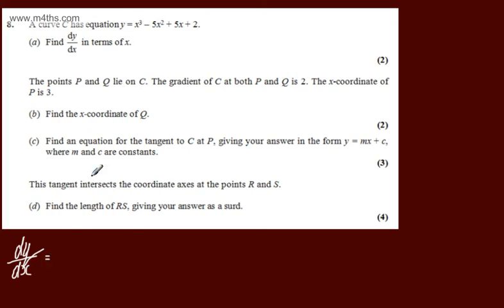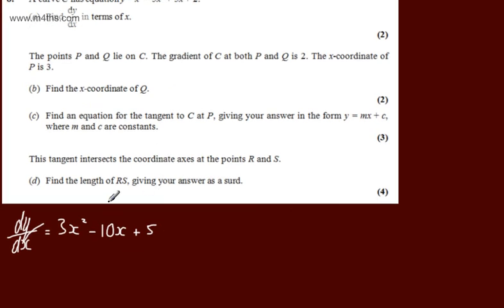On the right-hand side, we simply multiply down by the power and drop the power by 1. So x cubed becomes 3x squared, minus 5x squared becomes minus 10x, plus 5x becomes plus 5, and differentiating a constant gives us 0. So the final answer is 3x squared minus 10x plus 5.